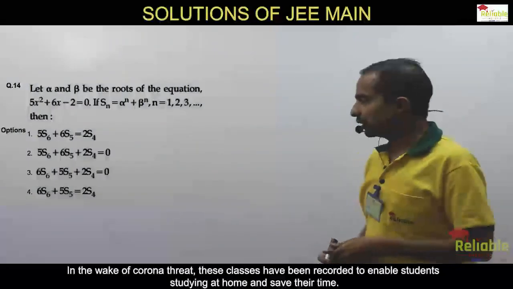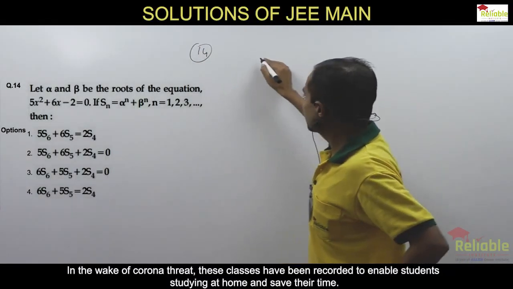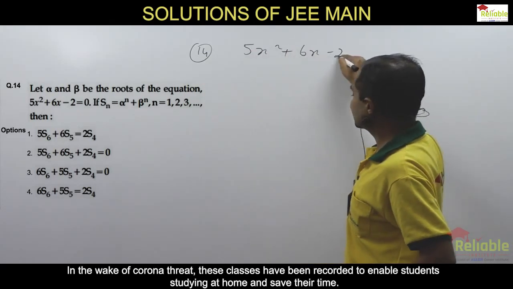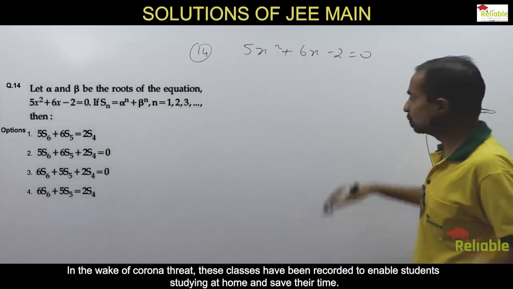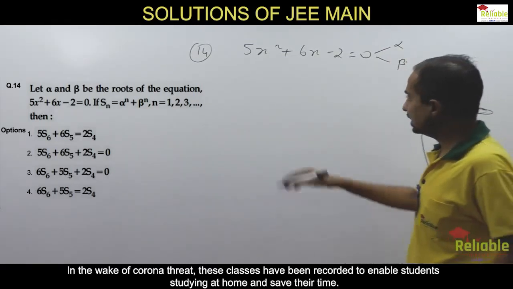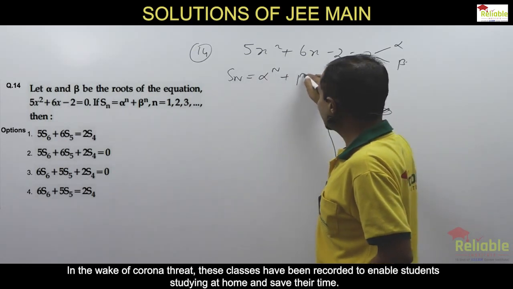Let's begin with question 14 now. In the 14th problem, there is a quadratic that is given to us: 5x square plus 6x minus 2 equals 0, and there are two roots to it, alpha and beta. And then they have defined Sn is equal to alpha to the n plus beta to the n.